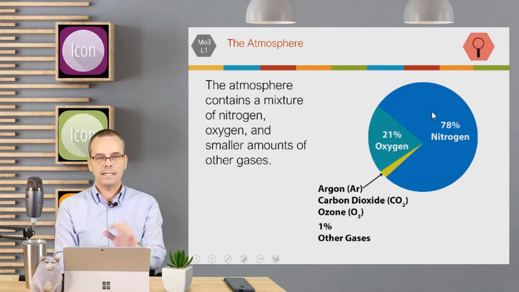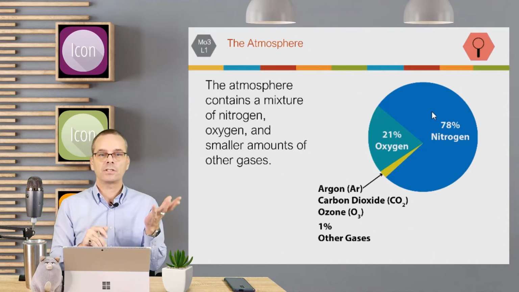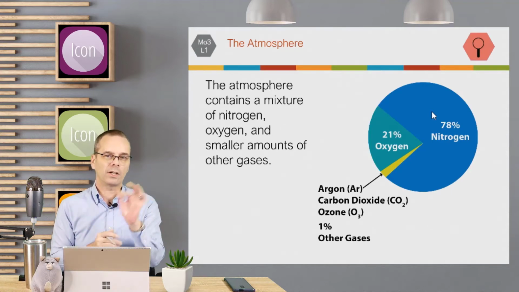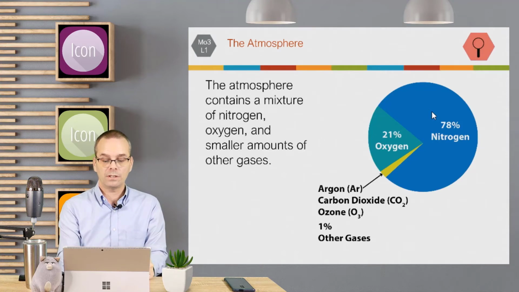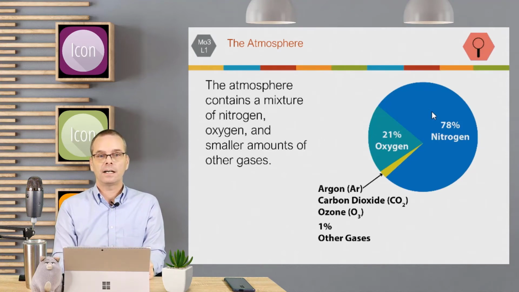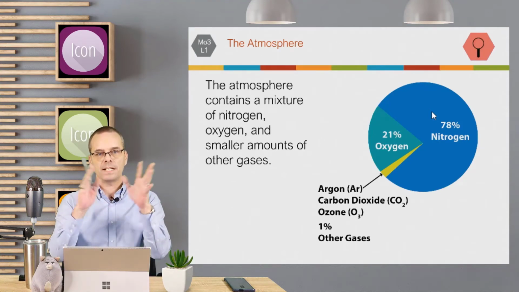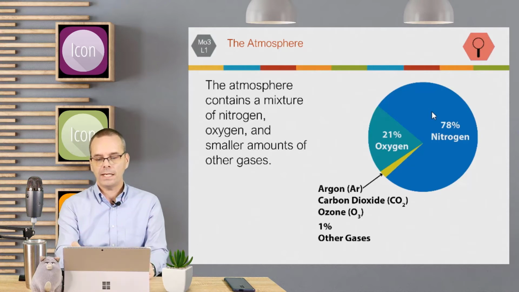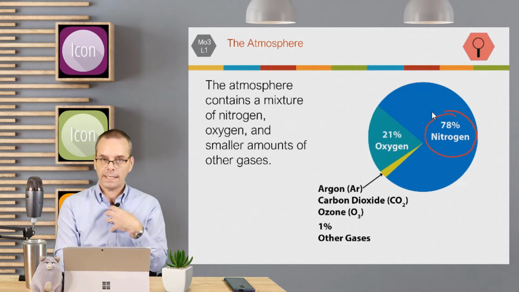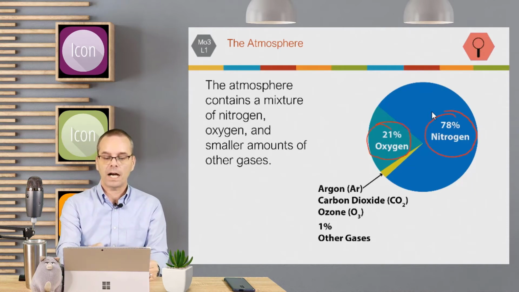The atmosphere is basically a mixture of different things. It has nitrogen, oxygen, and a small amount of other things, for example, pollution and carbon dioxide. So all of this makes up the atmosphere, but the main part of the atmosphere is nitrogen. We need the part that's made up of oxygen.